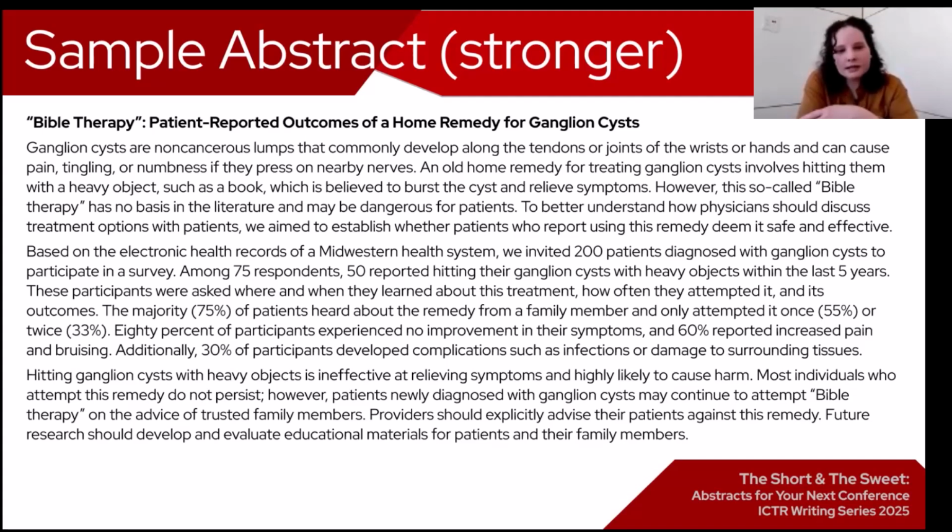Among 75 respondents, 50 reported hitting their ganglion cysts with heavy objects within the last 5 years. These participants were asked where and when they learned about this treatment, how often they attempted it, and its outcomes. The majority of patients, 75%, heard about the remedy from a family member and only attempted it once, 55%, or twice, 33%. 80% of participants experienced no improvement in their symptoms, and 60% reported increased pain and bruising. Additionally, 30% of participants developed complications such as infections or damage to surrounding tissues.